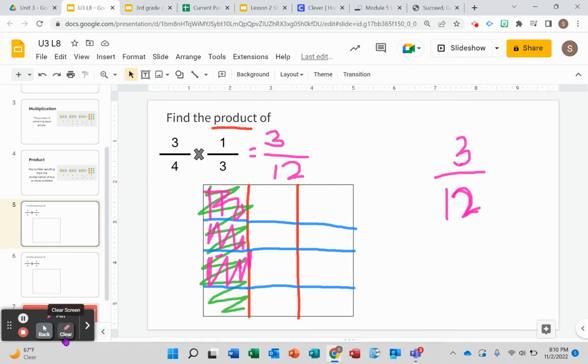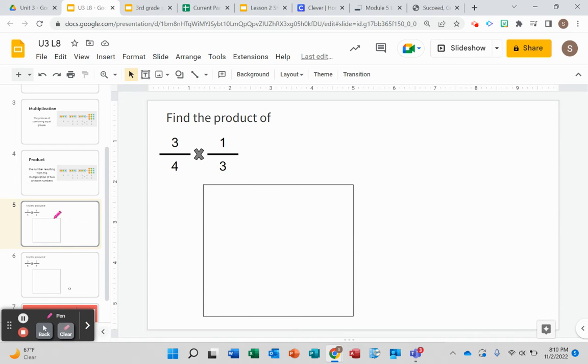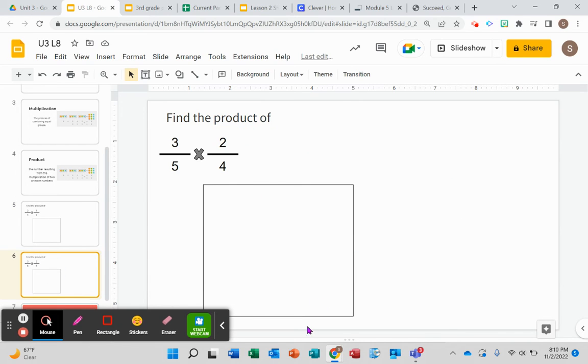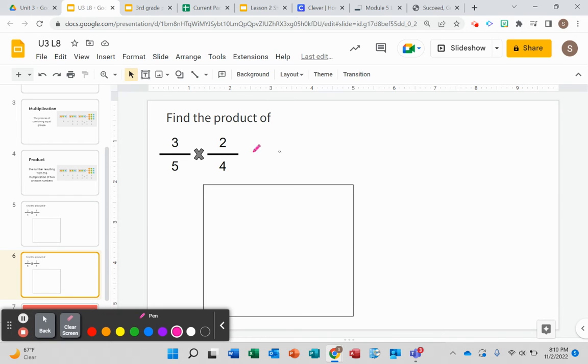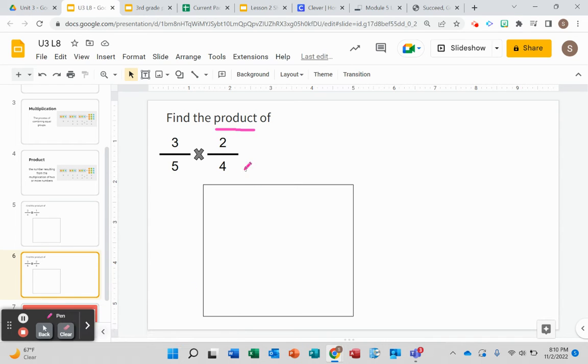Okay, let's go ahead and try another problem. Let's go on to this problem right here. So we need to find the product of 3/5 times 2/4. We're going to first do the second number. I have my whole and I'm splitting it into fourths, because that's what our denominator says. So I'm going to do that right here.